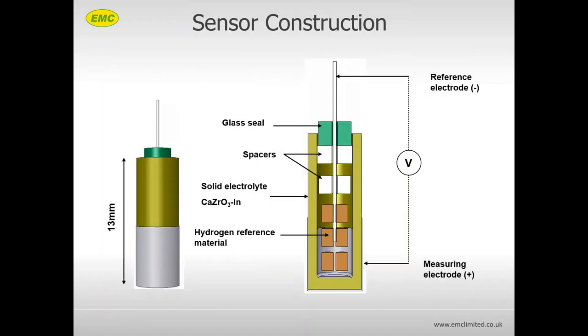Close up of the sensor construction. The body is a solid electrolyte which becomes conducting at molten aluminium temperatures, which allows the circuit to be completed and to generate the voltage, which is proportional to the difference between the reference inside and the unknown hydrogen concentration outside.